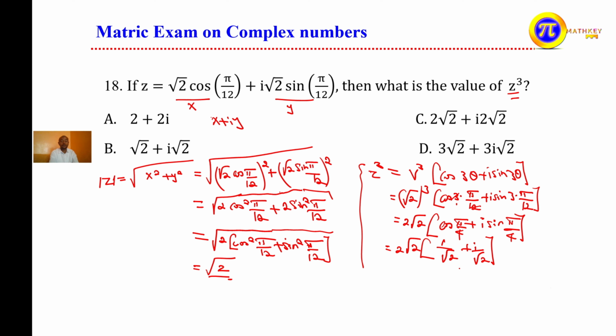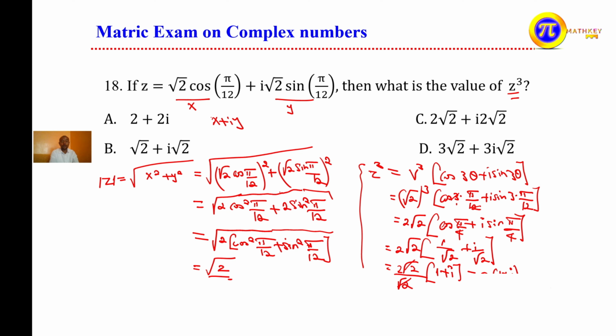What is common here? The 1 over root 2 is common, which implies 2 times the square root of 2 divided by the square root of 2, into what remains: 1 plus i. After that, we cancel root 2 by root 2, which is equal to 2 into 1 plus i. When we distribute, multiplying both by 2, this becomes 2 plus 2i.